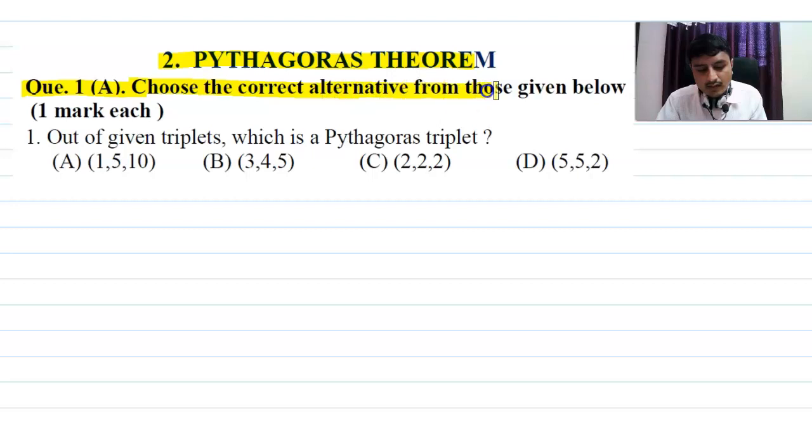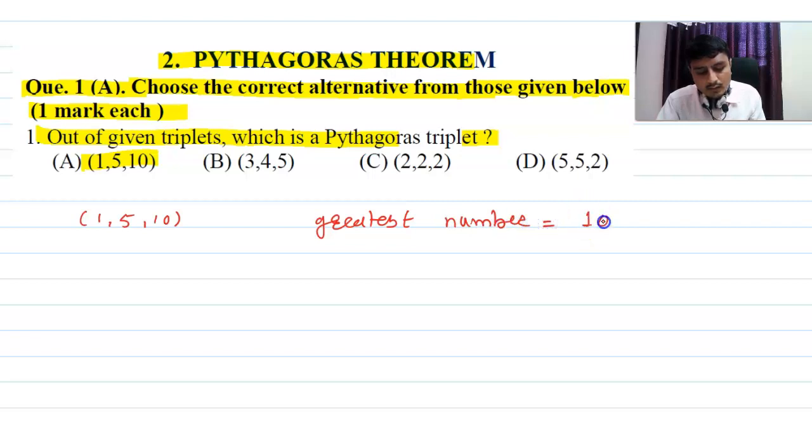Choose the correct alternative from those given below. 1 mark each question. Out of given triplets, which is a Pythagoras triplet? We have the choice A: 1, 5, 10. In case of 1, 5, 10, let us evaluate the greatest number among the given numbers. The greatest number is 10, whose square is 100.